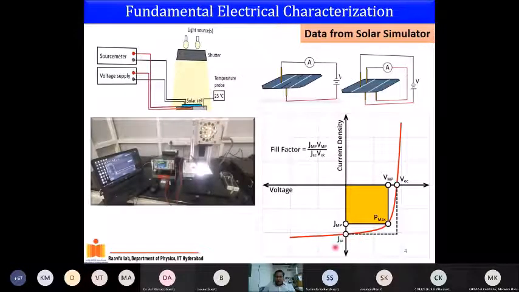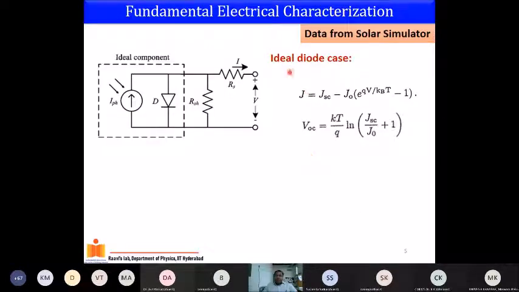Okay. So you should get this kind of thing, right? This is the ideal behavior, but then because you deviated from the ideal, this is the non-ideal diode behavior, and you want to understand why this has gone from here to here. So this is the point here.